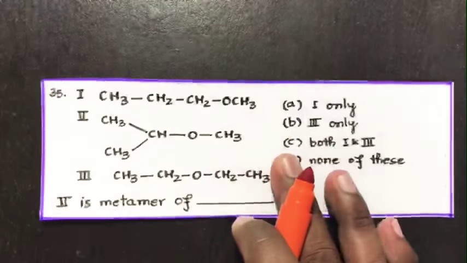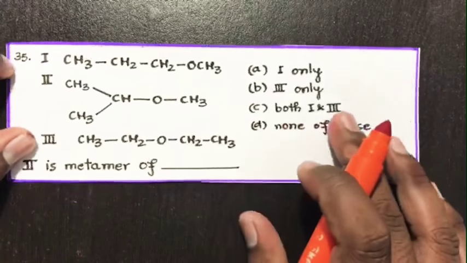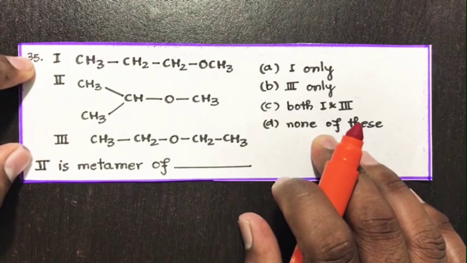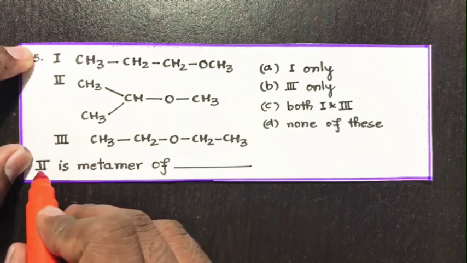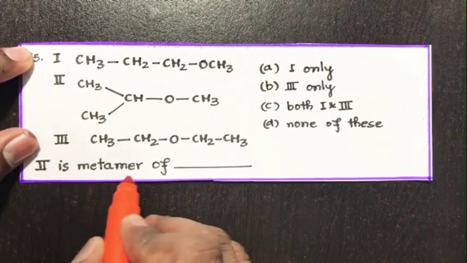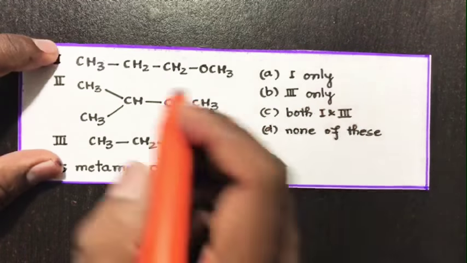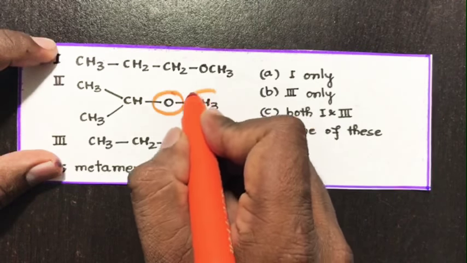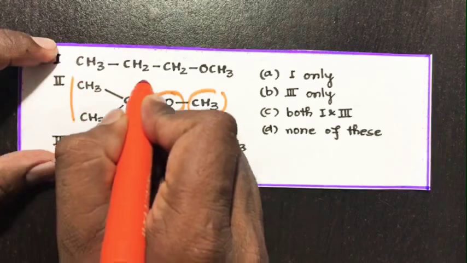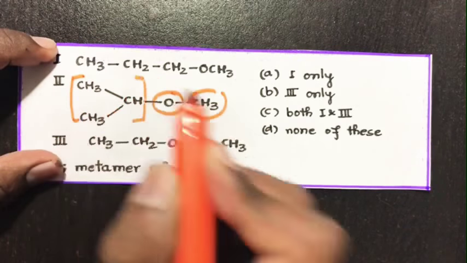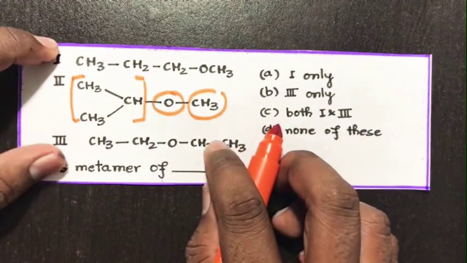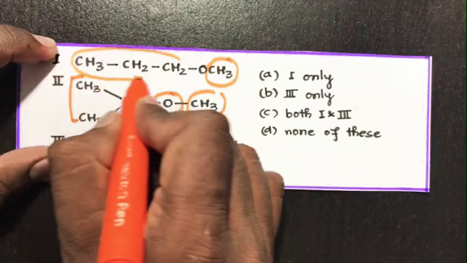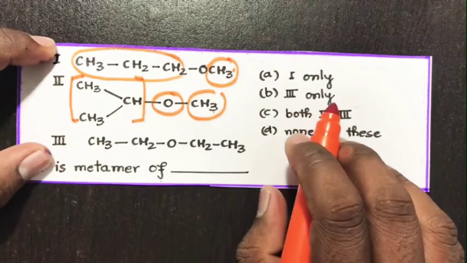Coming to question number 35. In this question there are three molecules here and we have to find which is the metamer of 2. Now this is the 2. Here ether is the functional group, and on one side this is the methyl, and on the other side this is the isopropyl group. Now if I compare it with 1, then here again this is methyl, and here this is propyl group. So these two groups are same in this case.